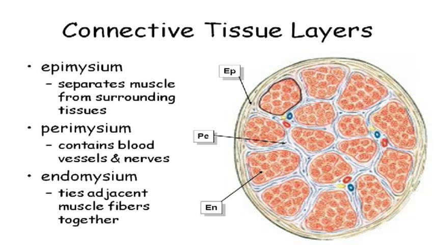Now, the whole can with the sausages in it, that whole thing would be the what? Fascicle. So the metal part of the can would represent the perimysium. And if you had a case of the cans and they were shrink wrapped together, the whole case would be the muscle, and the shrink wrap would be the epimysium.